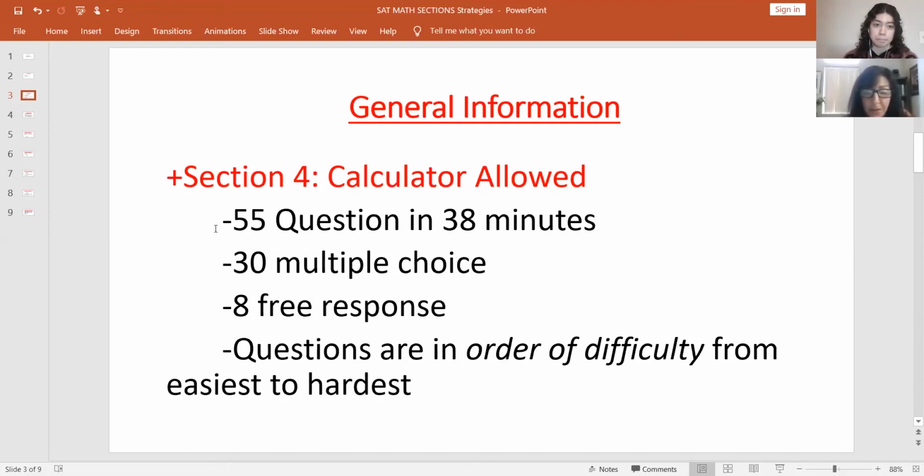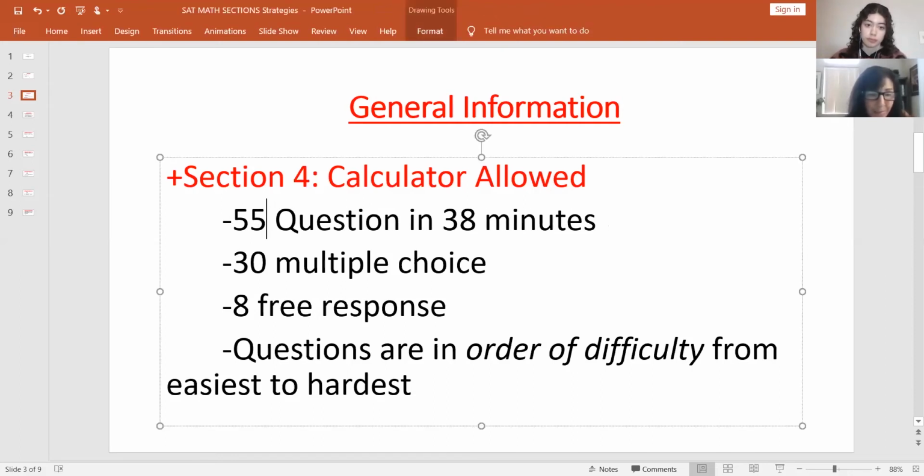There are 55 questions in 38 minutes. So again, more than a minute per, or excuse me, there are 38 questions. I did this backwards here. There are 38 questions in 55 minutes, and that gives you more than a minute per question as well. 30 multiple choice and 8 free response questions in order of difficulty from easiest to hardest, depending upon where your weak spots are. Okay, any general math questions before we move on?